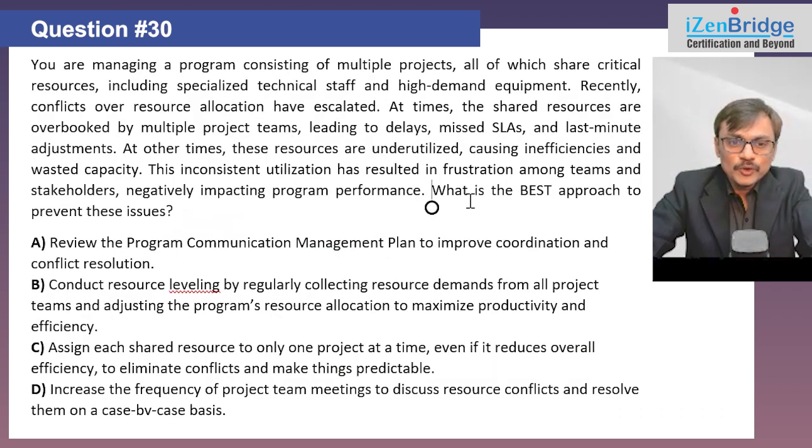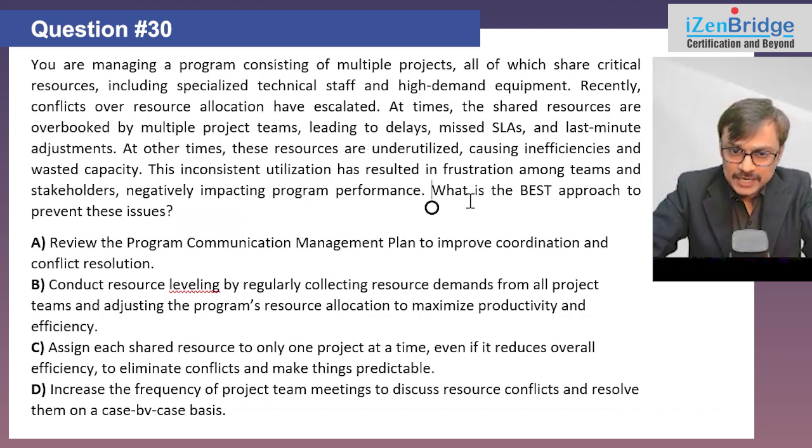Question number 30. You are managing a program consisting of multiple projects, all of which share critical resources, including specialized technical staff and high demand equipments. Recently, conflict over resource allocation have escalated. At times, the shared resources are overbooked by multiple project teams, leading to delays, missing service level agreements and last minute adjustments. At other times, these resources are underutilized, causing inefficiencies and wasted capacity. This inconsistent utilization has resulted in frustration among team and stakeholders, negatively impacting program performance.